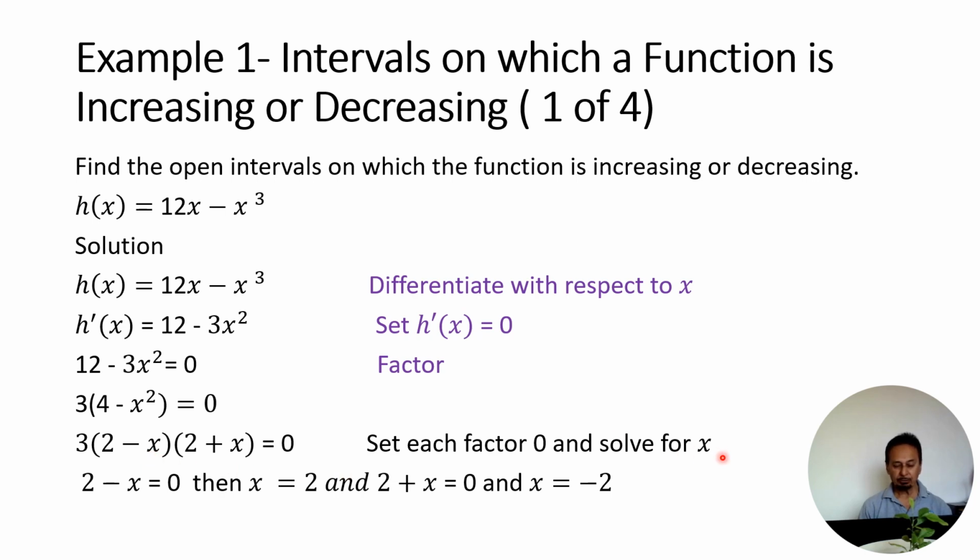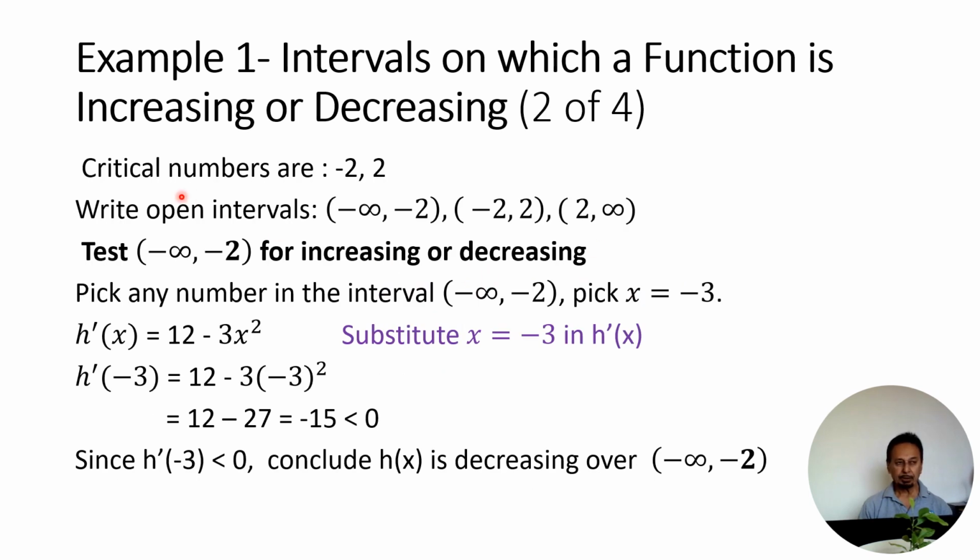Now we set each factor to 0. So 2 minus x equals 0, and then x equals 2. And if you set 2 plus x equal to 0, that will give you x equals negative 2. Now the critical numbers are negative 2 and positive 2. Now we write the open intervals.